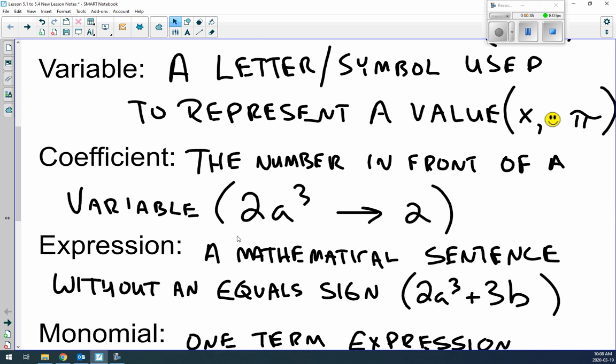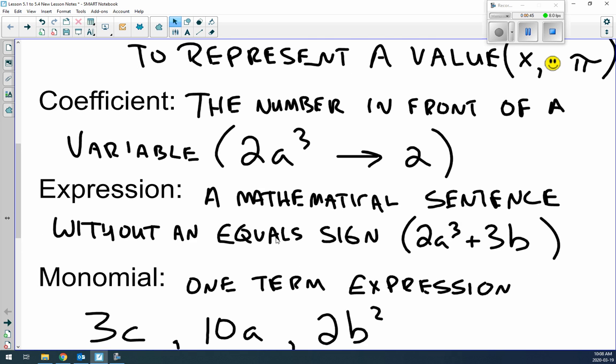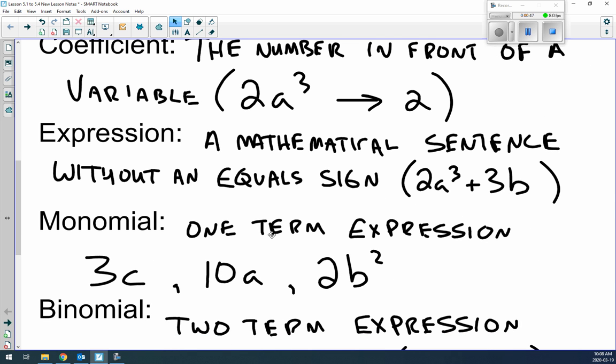A coefficient is the number that's in front of the variable. So here's the variable a. What's in front of it? Positive 2. If that was negative 2a cubed, then the coefficient in that case is negative 2. An expression is a mathematical sentence without an equal sign. In this case, we're just combining two things together, but there's no equal sign. If we put an equal sign on it, then it becomes an equation.